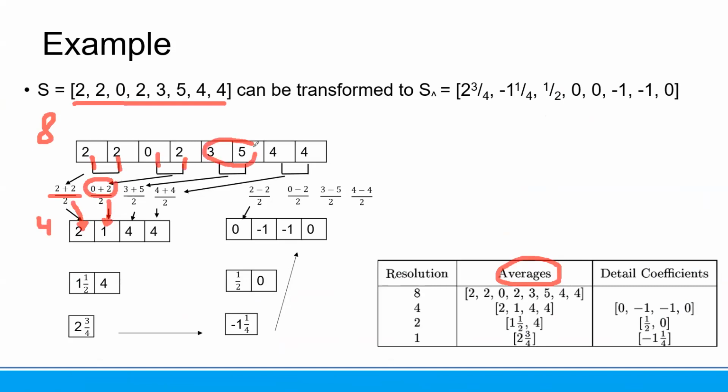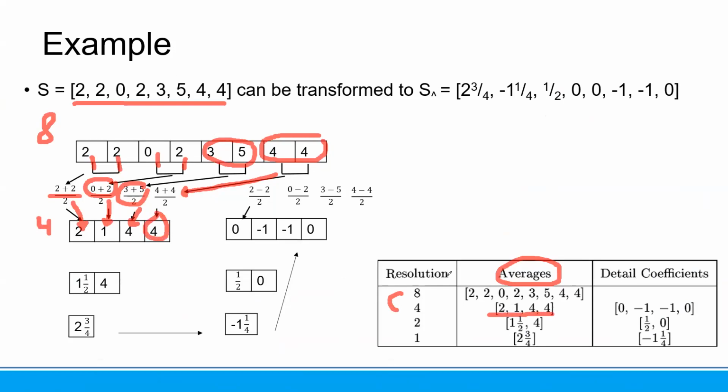3 and 5. We have 3 plus 5 divided by 2. We put the result here. 4 plus 4. We use 4 plus 4 divided by 2, and then we put the result here. So this is the reduction from the resolution 8 into resolution 4. So we have 2, 1, 4, and 4.